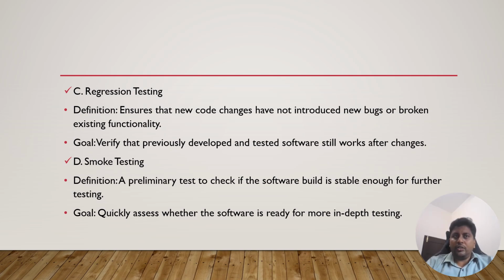Next is smoke testing. The name itself indicates smoke, right? You might have seen smoke. Why does smoke occur? Because there is some instability, like a short circuit or a lot of load, so the system got burned. Electric bikes sometimes catch fire, and you can see the smoke.